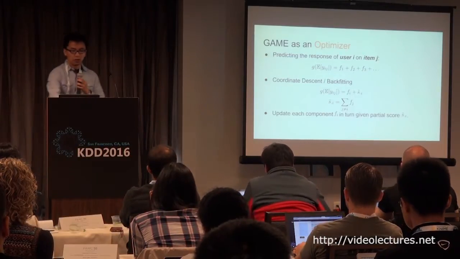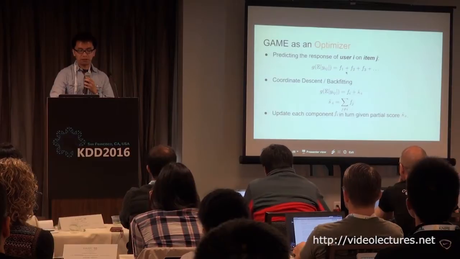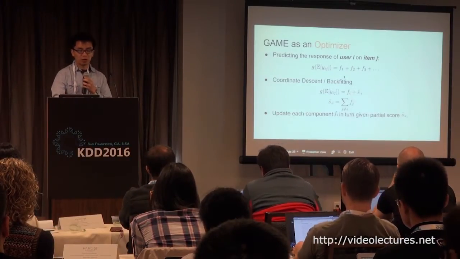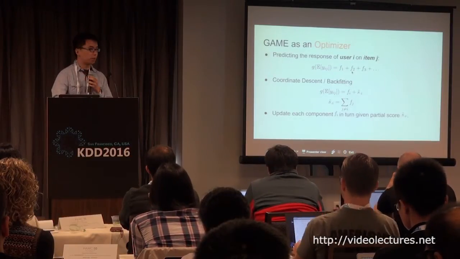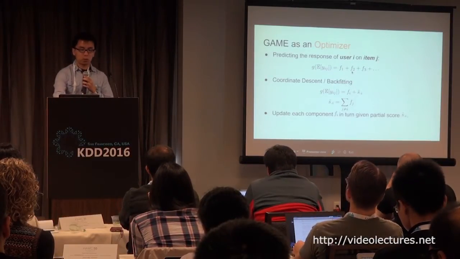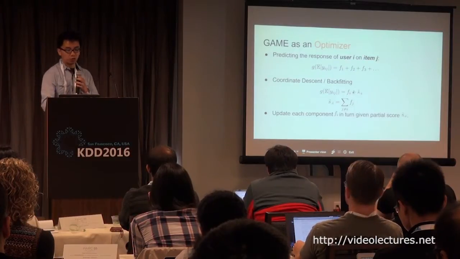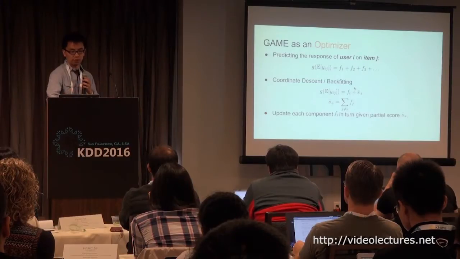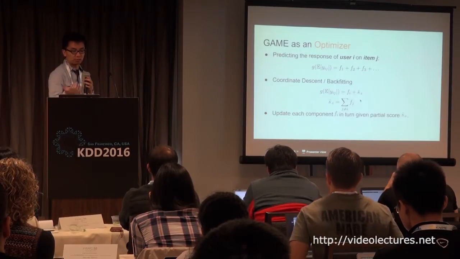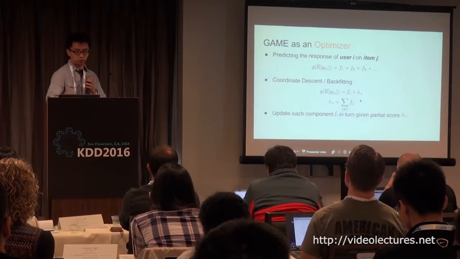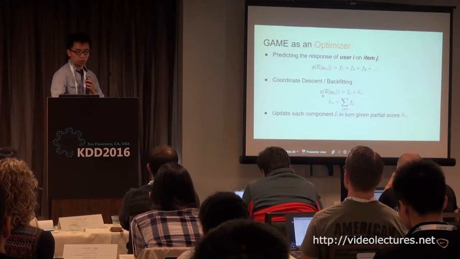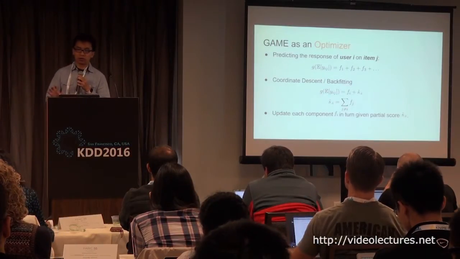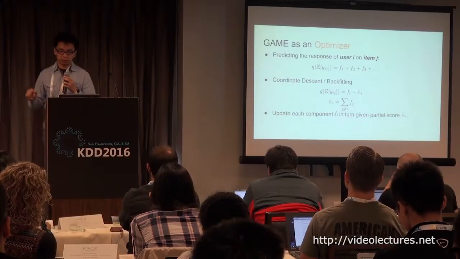It's very simple. Since we see the additive components in this model, coordinate descent means we optimize each component in turn. For example, when we are trying to optimize the i-th component, we fix the rest of them. The rest are represented as a partial score or residual. Then the problem we need to optimize becomes very simple: we just optimize f_i, and we don't need to care about the other components.